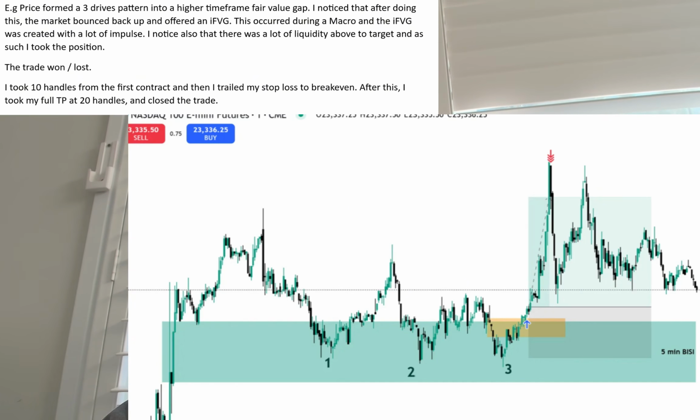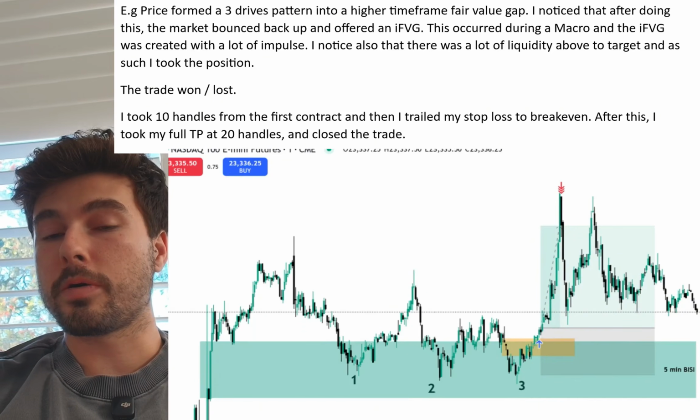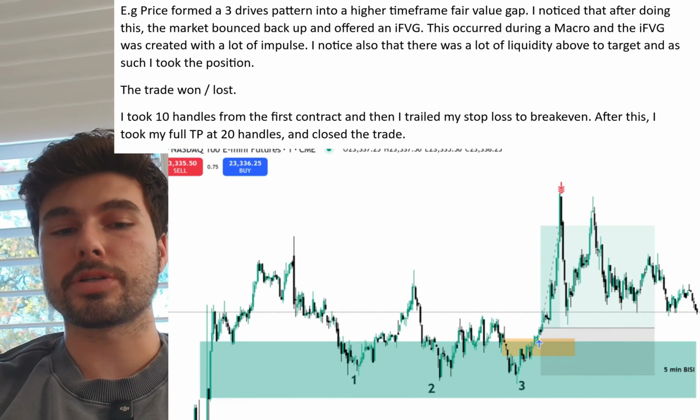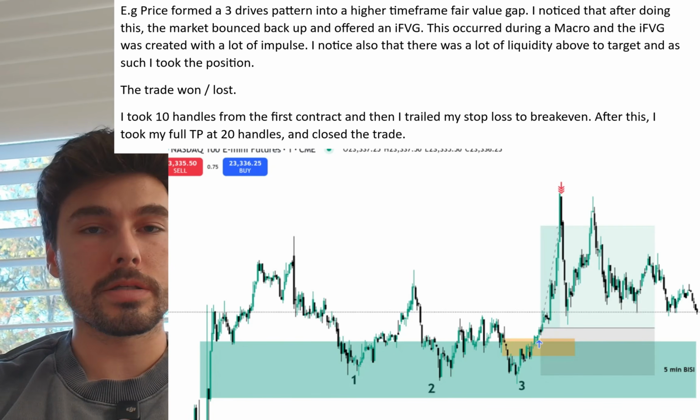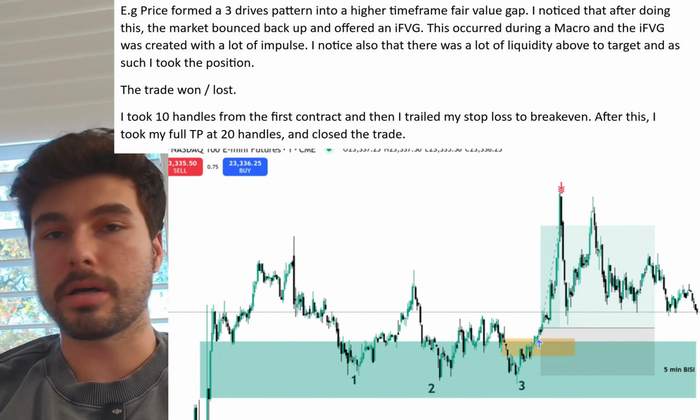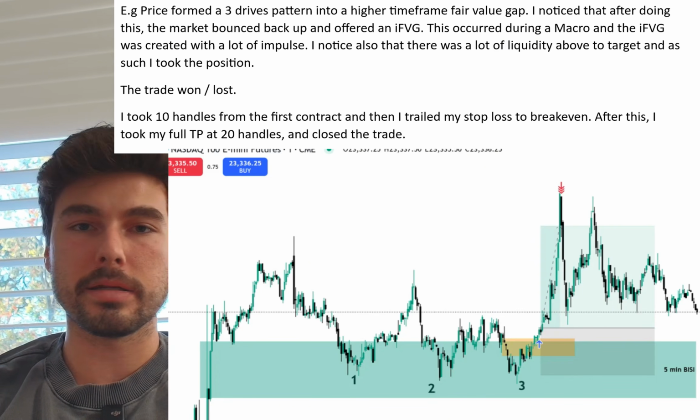This occurred during a macro and the inversion fair value gap was created with a lot of impulse. I noticed also that there was a lot of liquidity above and as such, I took a position. The trade won or lost, whatever it did. If it won, great. If it lost, it lost. That's all you need to do. Don't dwell on it. Leave it there.